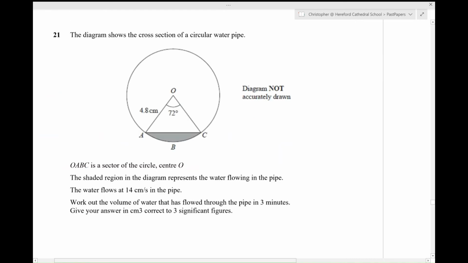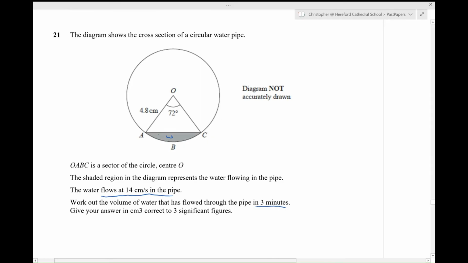Question 21. I've got the cross-section of a circular water pipe here. Okay, and the shaded region represents the water. Here it is, W for water. I'm told the flow rate of the water, and I have to work out the volume of the water that flows through the pipe in 3 minutes. Okay, so let's first of all find the cross-sectional area.